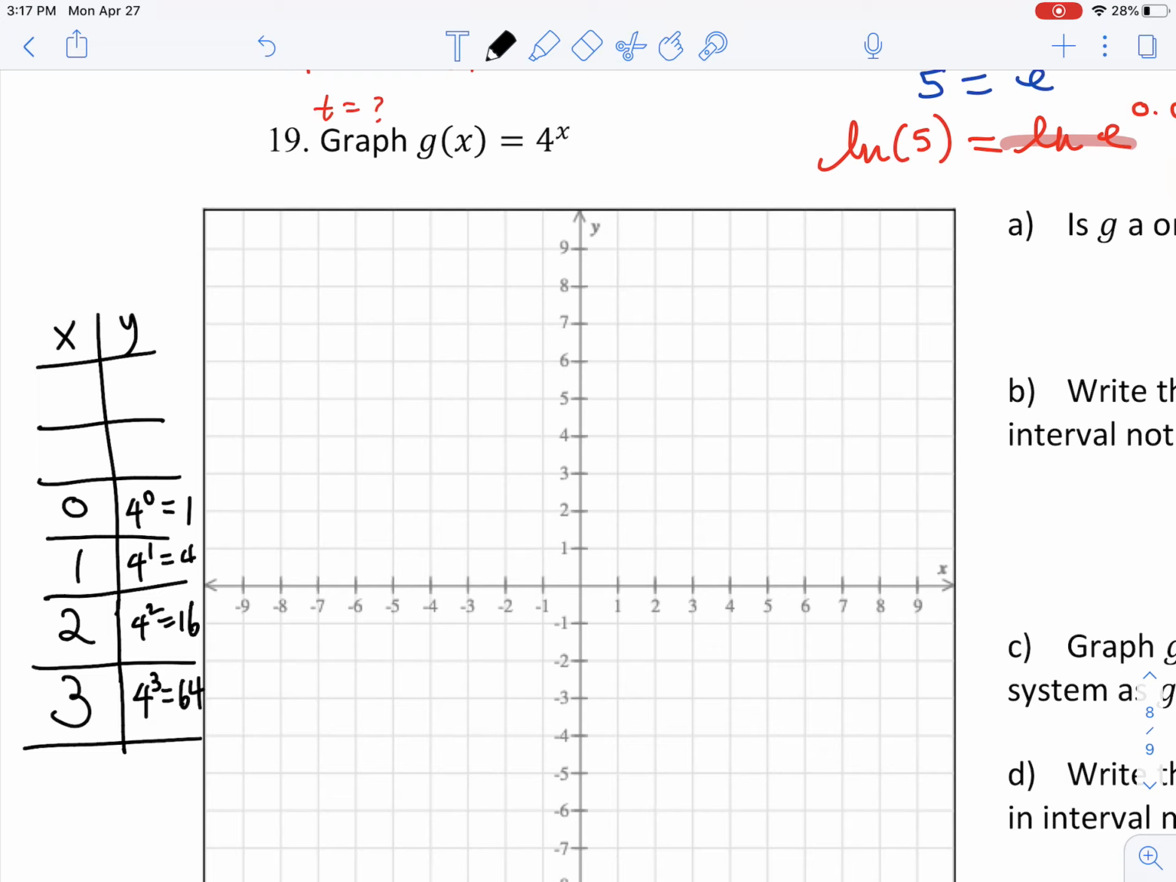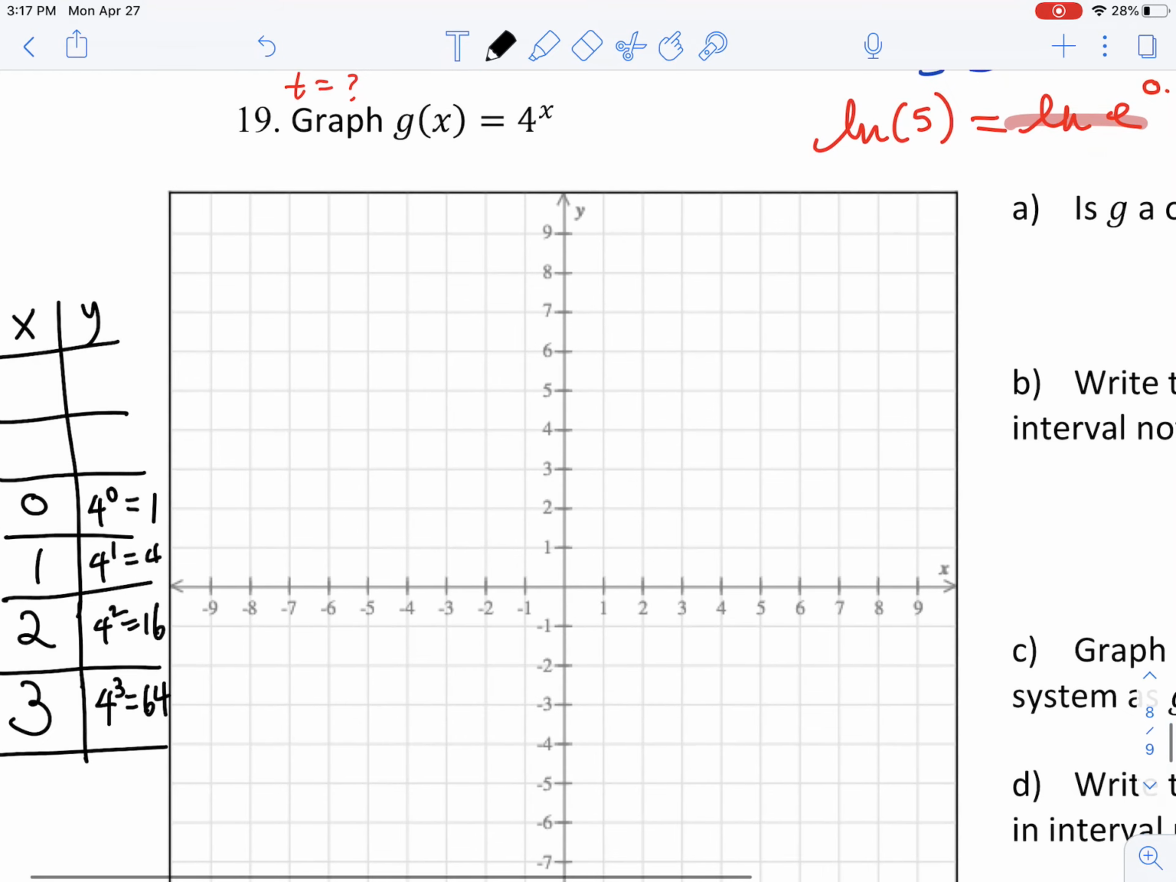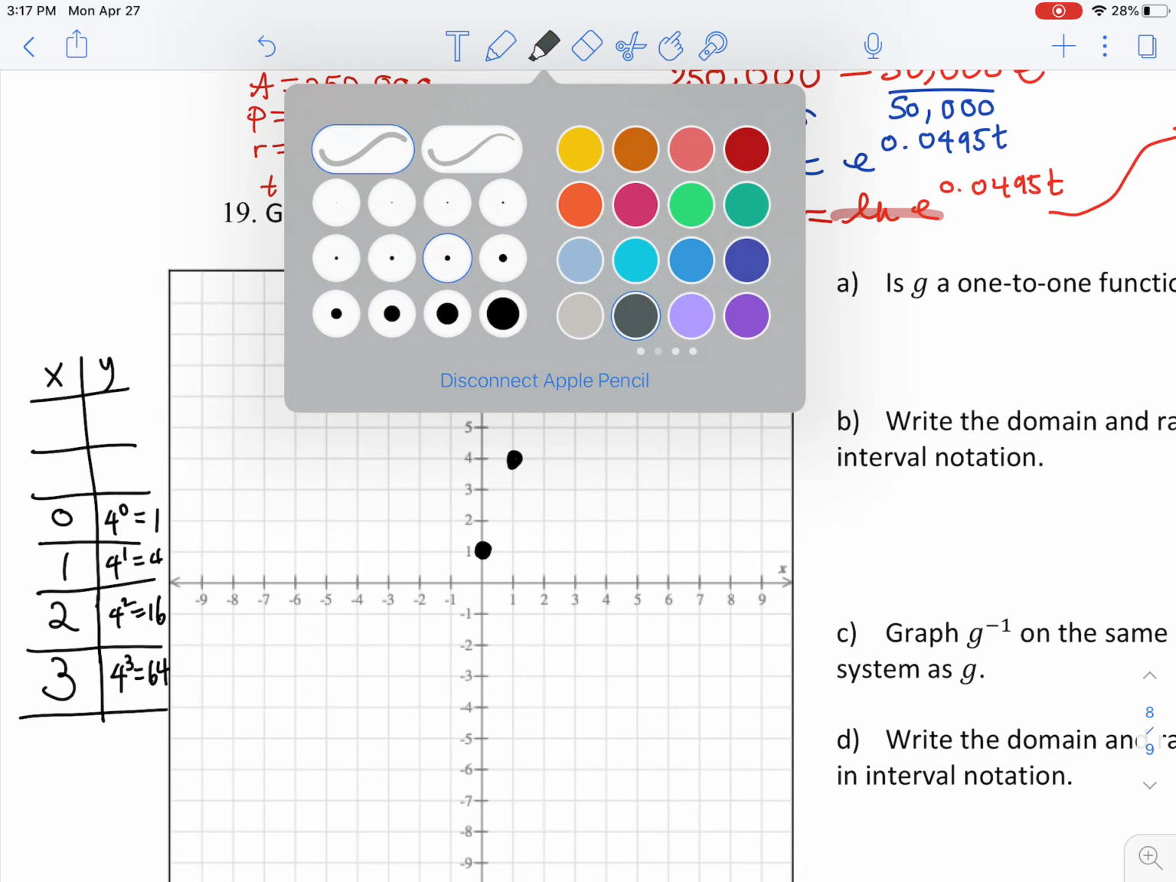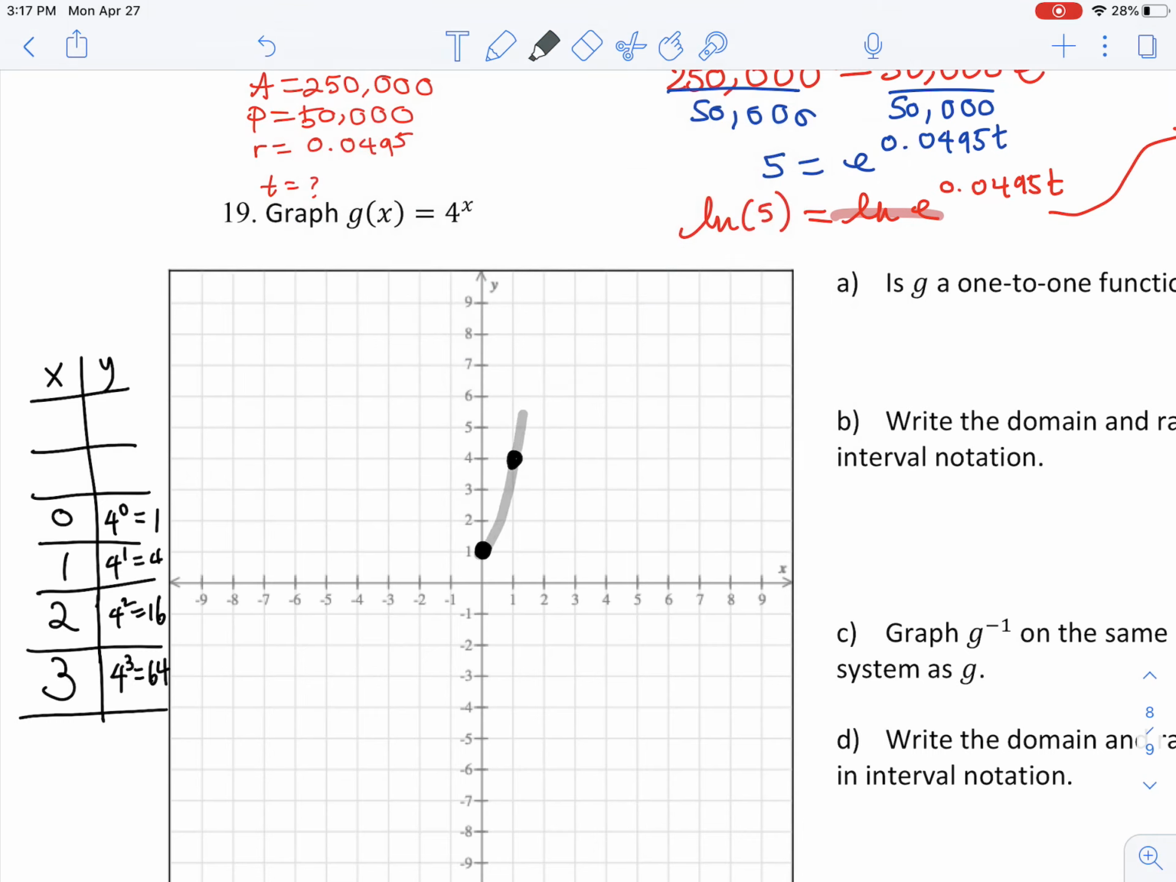It's a very, very rapidly growing function. So I'm not going to be able to plot 3, 64, but I'll be able to plot 0, 1. And what's the other one? 1, 4. And then 2, 16, maybe not really. So what I'm going to have is a right end going up like crazy. So the right end behavior is approaching positive infinity very, very fast, right?